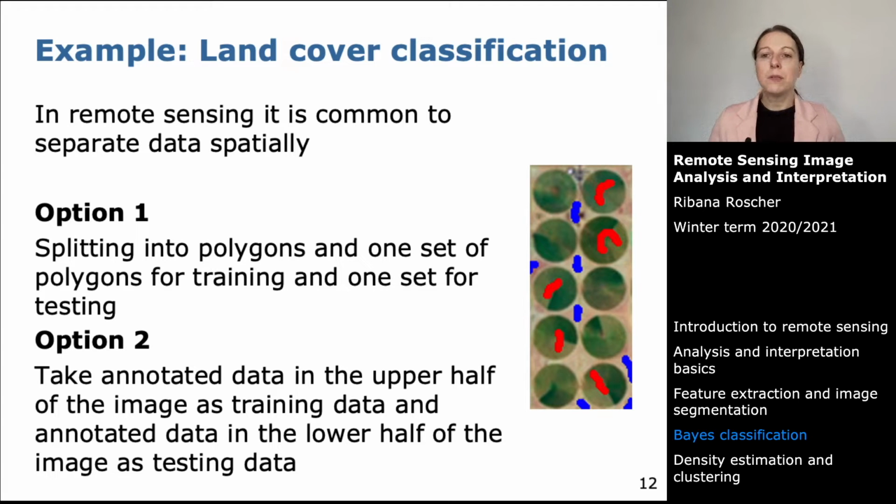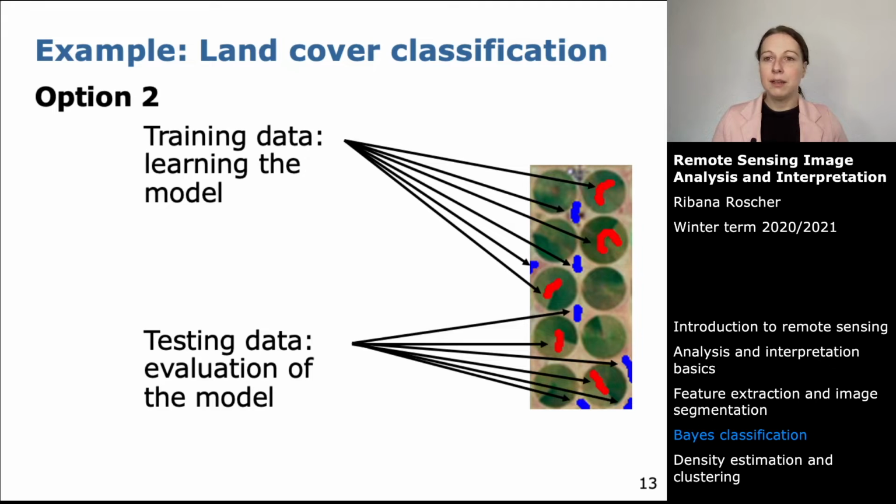The second option is quite similar, but can be in some cases much easier. You just take the annotated data in one half of the image for testing and in the other part for training. And this can look like this. So here the upper half of the image is chosen to be the training data, and the lower part is chosen for testing data.